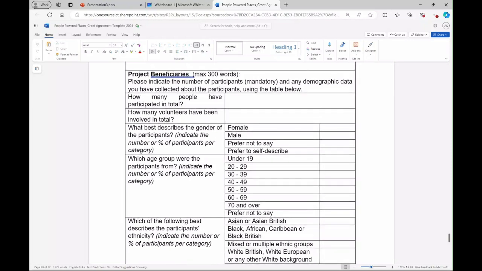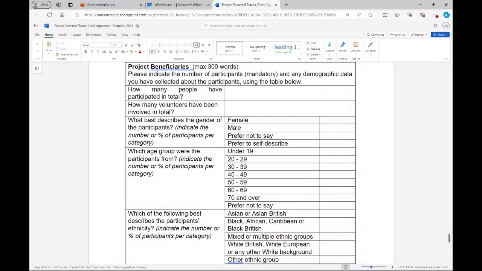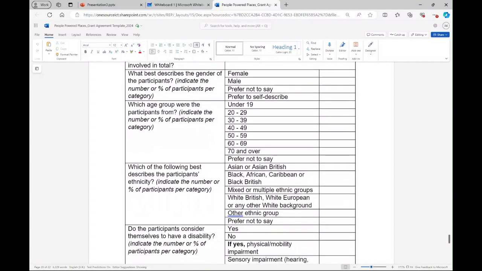So this bit's really important for us to know, so please indicate the number of participants and any demographic data that you've collected. So how many people have participated in total? And then how many volunteers have been involved? And then in this piece, we really want to know who has been involved. And please indicate a number or percentage of the participants. So if you reach equal amounts of men and women, you would do 50% men, 50% women, or 20 men, 20 women, for example.